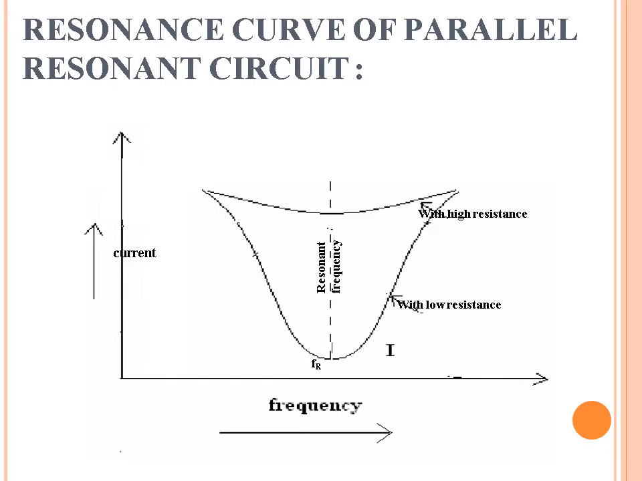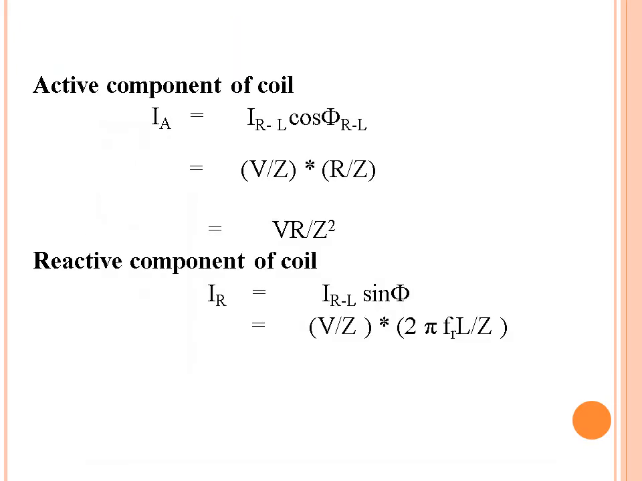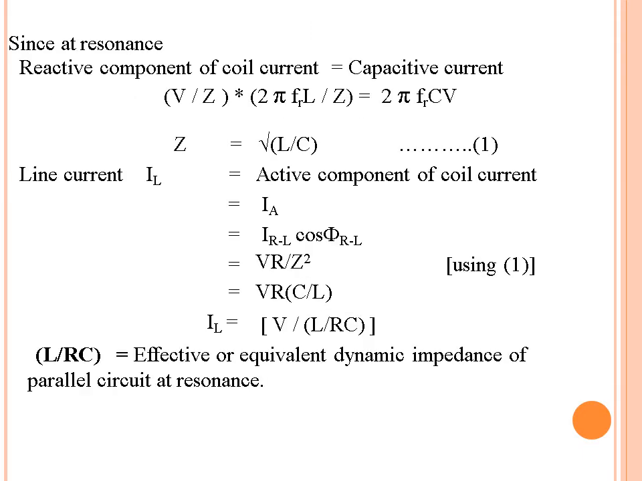So here it represents the resonant curve of the parallel resonance circuit, that is, the plot drawn between the current and frequency. Here the active component of coil current is represented and the reactive component of coil current is also represented. Since at resonance the reactive component of coil current will be equal to the capacitive current value, the line current will be equal to the active component of coil current, also represented as IL.